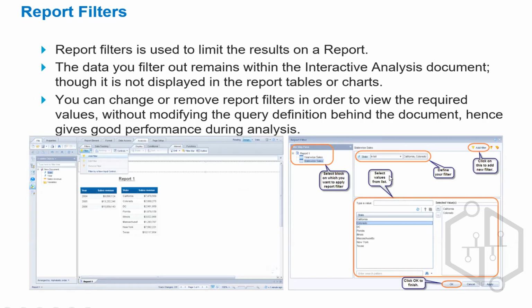From the query panel, we might have so much data. We might have data for all the years, and it is loaded in the report. But if we create a report filter on year in this tab, there is data from the database, but here it will not display because we applied a filter. You can change or remove report filters in order to view the required values without modifying the query definition behind the document. Hence, it gives good performance during analysis.